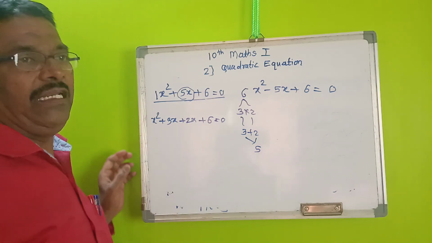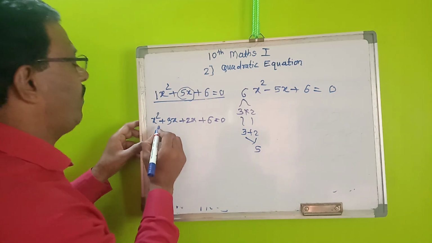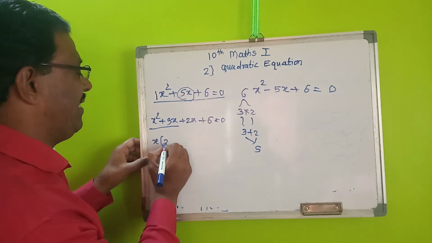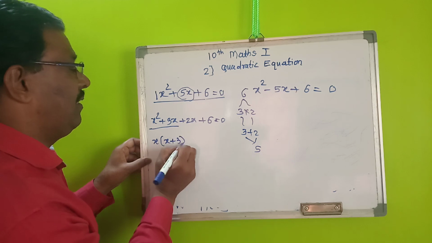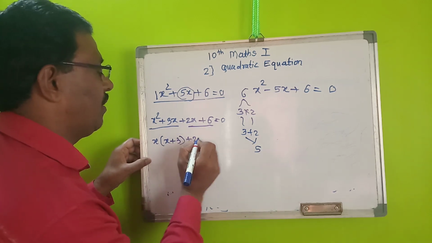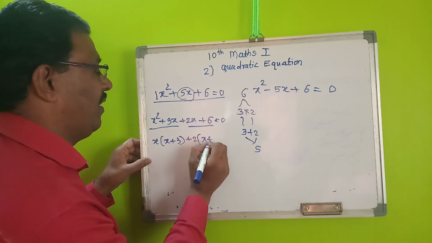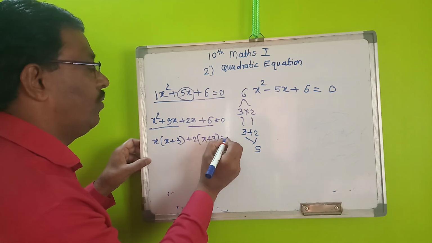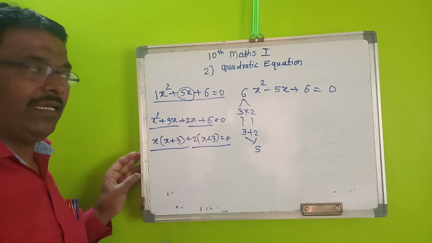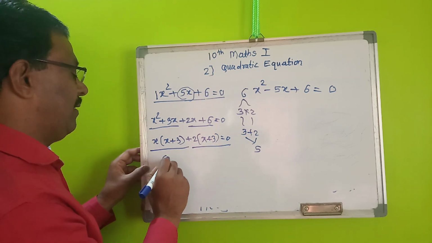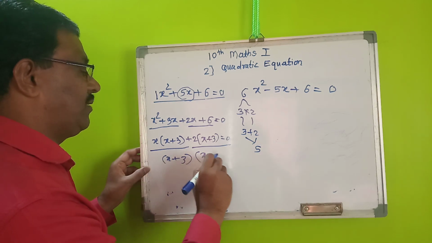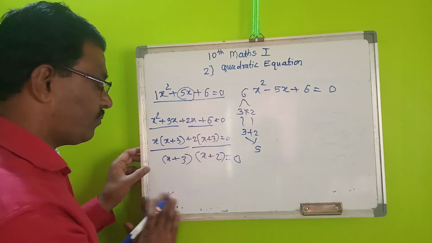We know what factorization is. Take the common factor. In this, x is common, so x plus 3. In these two terms, 2 is common, so plus 2 times x plus 3 is equal to 0. In this term and in this term, what is common? x plus 3 is common. So x plus 3 into x plus 2 is equal to 0.